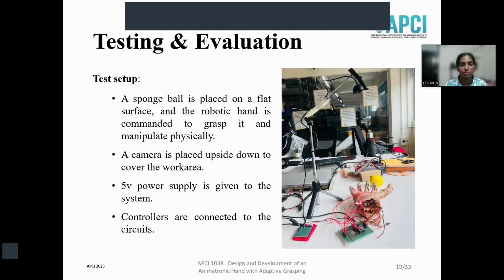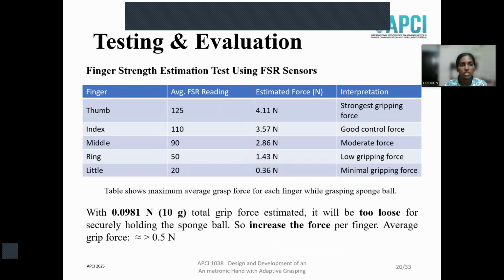So this is the test setup. A sponge ball is placed on a flat surface and the robotic hand is commanded to grasp it, and manually and physically manipulate it. The camera is placed upside down to cover the work area. A 5 volt power supply is given. Controllers are connected to the circuit.